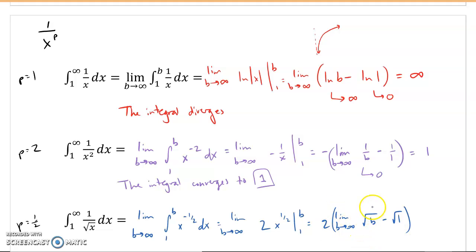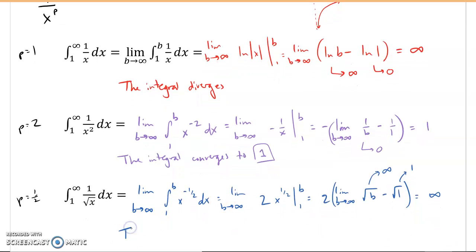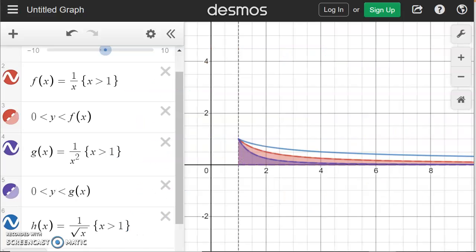Okay, well, the square root function grows without bound. It grows probably faster than the natural log function, in fact. So this thing goes to infinity as b goes to infinity. And this is just plain old 1. So infinity minus 1 is still infinity. 2 times infinity is still just infinity. So we can conclude that this integral, this third integral where p equals 1/2, will also diverge.